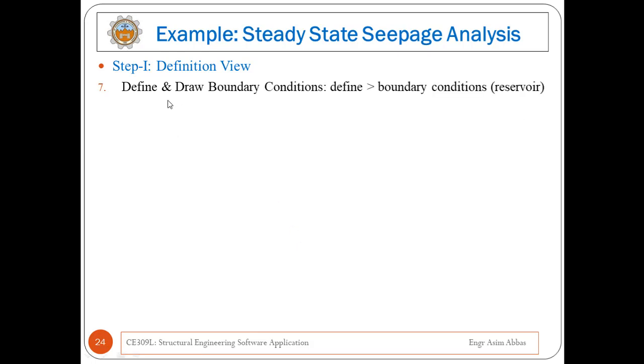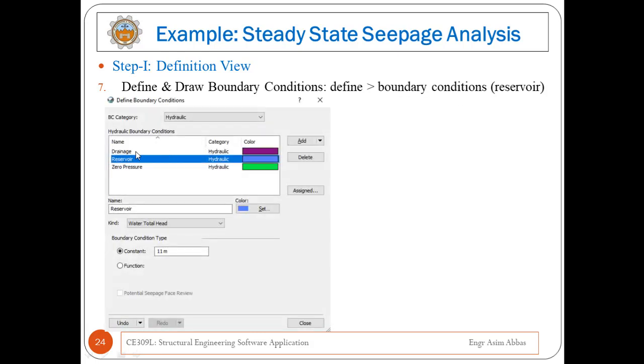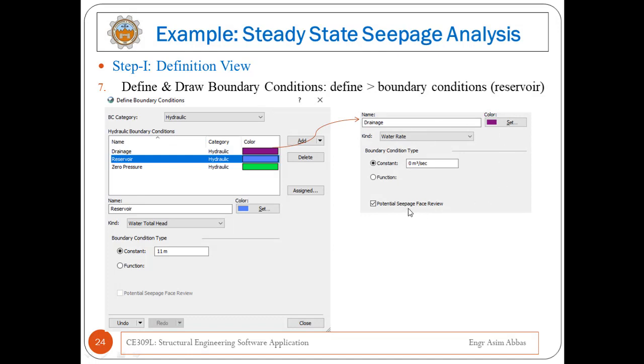Okay, step 7 is to define and draw boundary condition. For that, go to define boundary conditions, right? So for drainage and zero pressure, the boundary condition is there by default. When you click on the drainage boundary condition, it will give you this data, where the boundary condition type is constant and has zero value. Similarly, in case of zero pressure, it will give you the boundary condition type constant and having zero value.